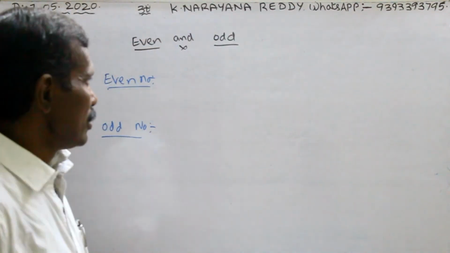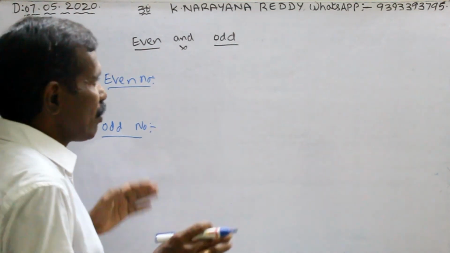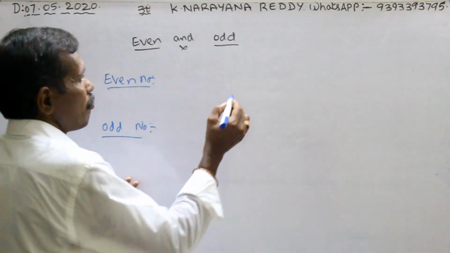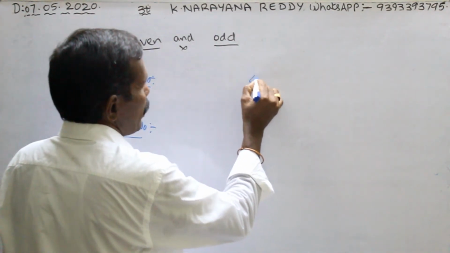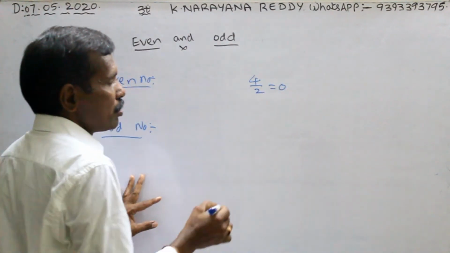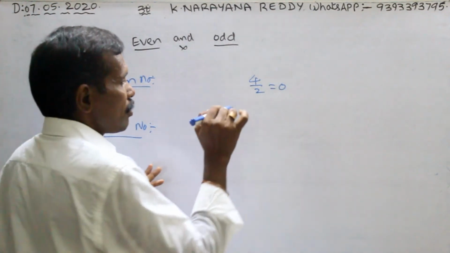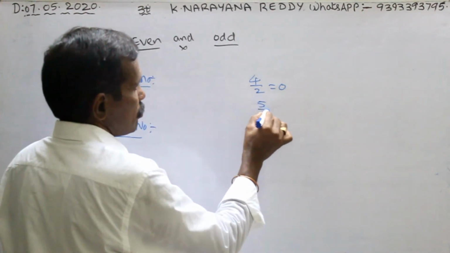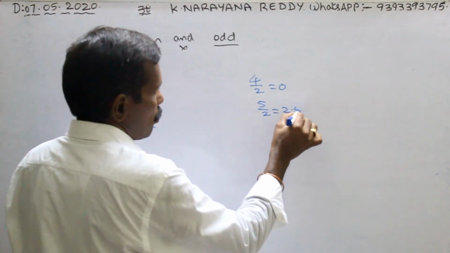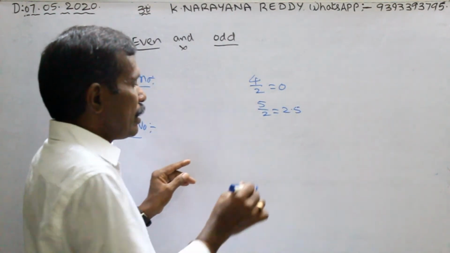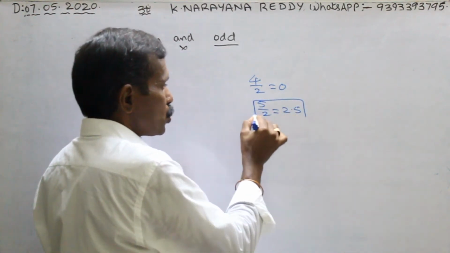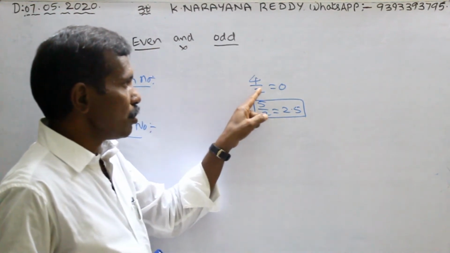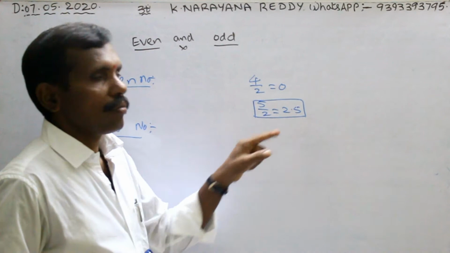What is that condition? For example, you can divide any number, any digit by 2. Suppose 4 by 2, the remainder is 0. Suppose I divide some number, 5 by 2, there is a decimal point. So whenever you divide a number or digit by 2 and the remainder comes to 0, that is an even number.